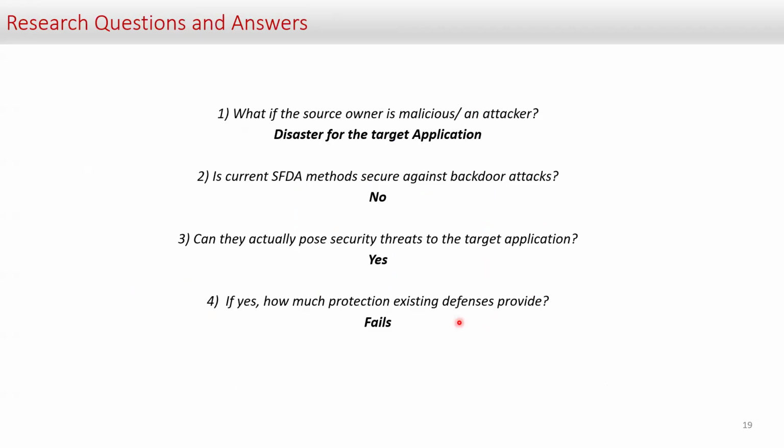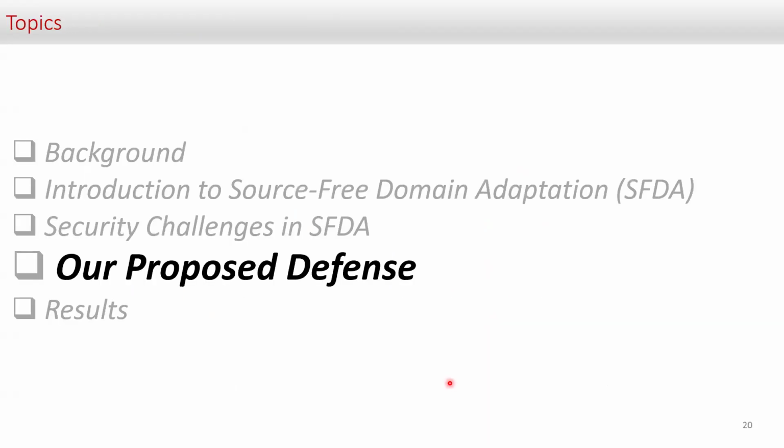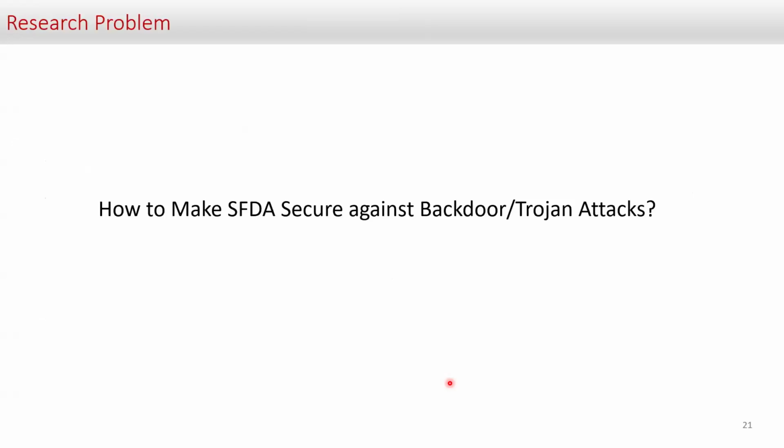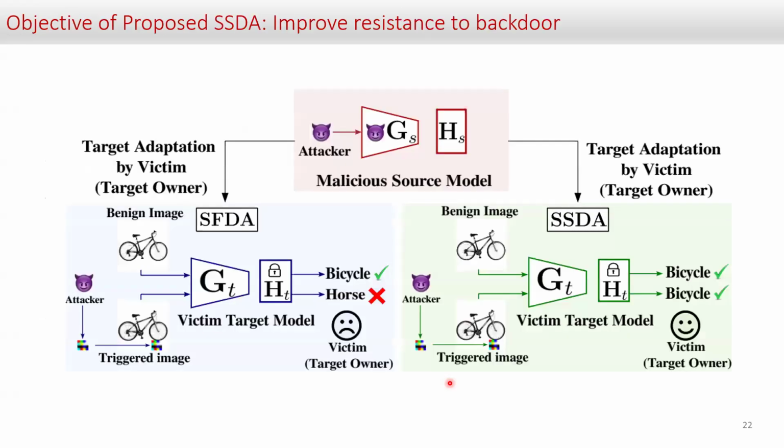So the answer to our research questions is that a malicious source owner causes disaster at the target application. The current SFDA methods are not secure. A source threat can pose a severe security threat. And finally, existing defenses fail to provide protection. So that's where our proposed defense comes in. The research problem we're dealing with is how to make SFDA secure against backdoor Trojan attacks.